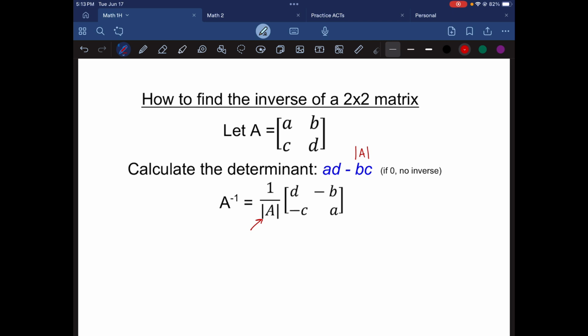And then the other pieces of the inverse are going to be another matrix right here. Notice that the A and D values, these ones on the diagonal, they just swap spots. But the B and the C don't swap spots, but they do become negative, or they change signs, okay?